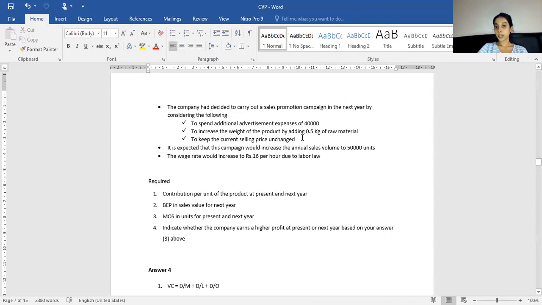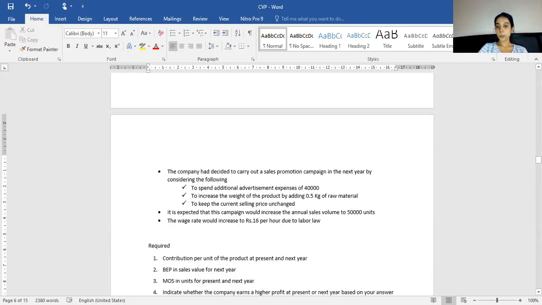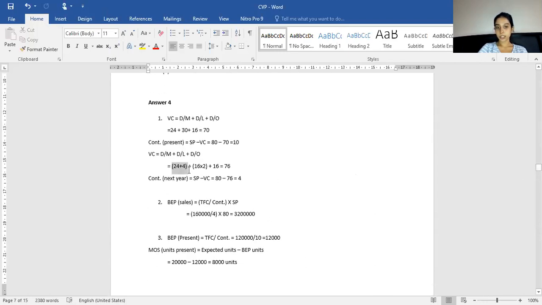To increase the weight of the product by adding 0.5 kilogram of raw material. Per unit we are utilizing 3 kilograms of direct material, and the total cost for all these 3 kilograms is 24. So what will be the per kilogram cost? 24 divided by 3, 8. So 8 per kilogram is the direct material cost. 0.5 means half of a kilogram, so what is the price for 0.5 kilograms? 8 divided by 2. That is why our direct material cost is increasing by 4. 24 plus 4.